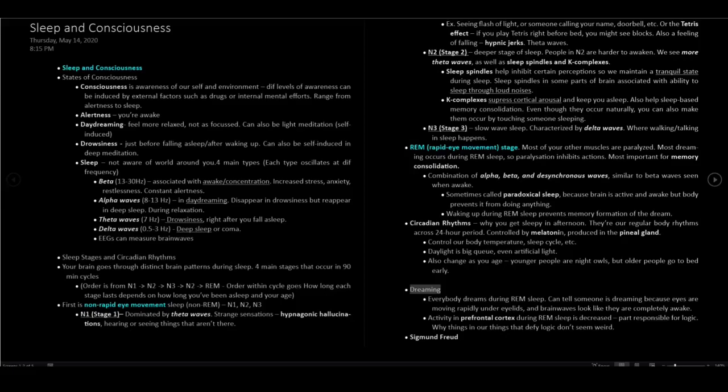Dreaming. Everybody dreams during REM sleep. You can tell someone is dreaming because their eyes are moving rapidly under their eyelids, and their brain waves look like they are completely awake. Activity in the prefrontal cortex, the part responsible for logic, is decreased during REM sleep. This is why things in our dreams that defy logic don't seem weird.